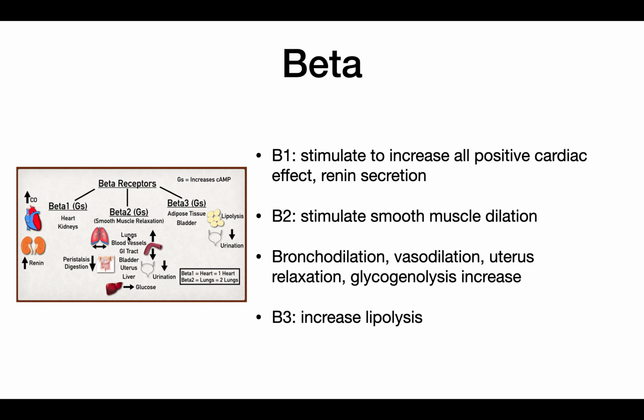Okay, so beta 1, it's in the heart and kidneys, of course, to increase the cardiac output and increase renin secretion. And beta 2, it's going to stimulate the smooth muscle dilation, so it's either in the lungs, GI, liver, or bladder. In the liver, it will stimulate the conversion of fat to glucose. It's going to dilate the lungs and the vessels, and it's going to induce relaxation. However, it's going to decrease urination. B3, once again, it's like lipolysis, so less with the blood pressure.